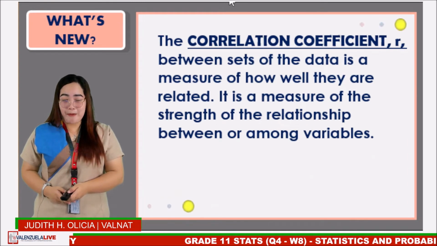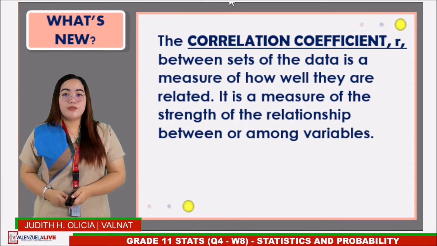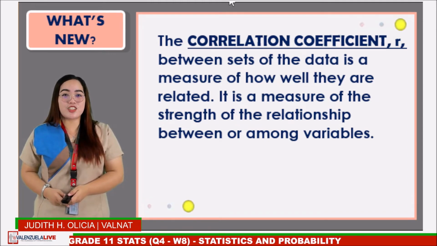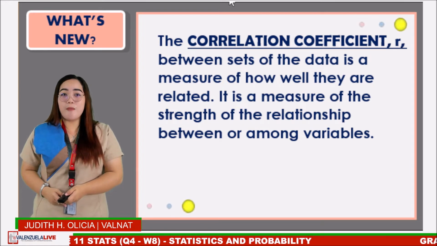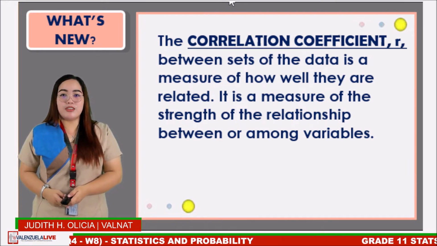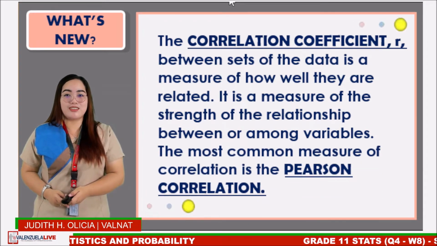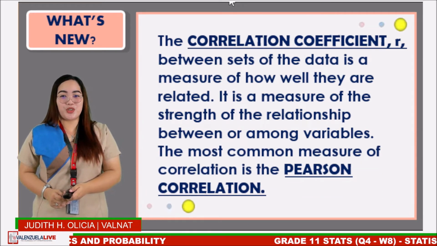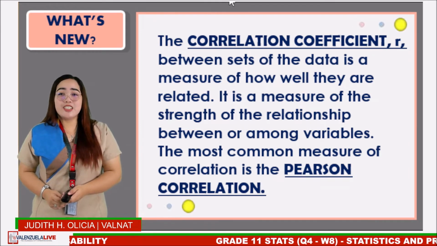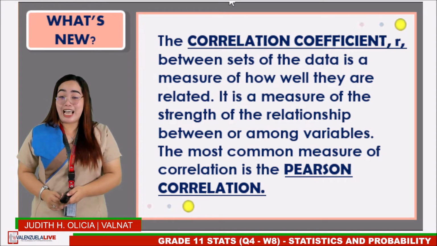Let us now define the word correlation coefficient. The correlation coefficient R between sets of the data is a measure of how well they are related. It is a measure of the strength of the relationship between or among variables. The most common measure of correlation is the Pearson correlation. Distribution can correlate positively, negatively, or not at all.